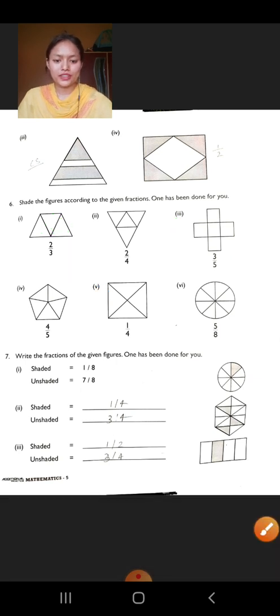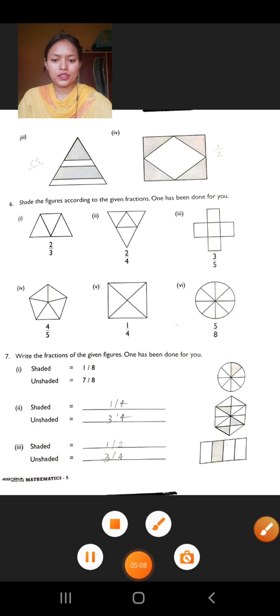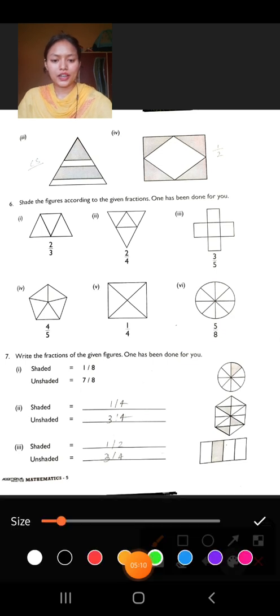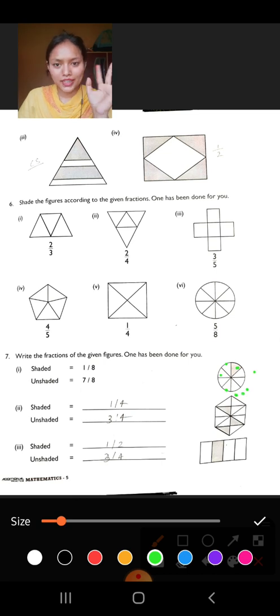Now question number 7. Write the shaded and unshaded part. So here you can see in the first figure, it is done for you. How many total parts are there? 1, 2, 3, 4, 5, 6, 7, 8. Total 8 parts are there, and out of 8, how many parts are shaded? Only one part is shaded. This one is shaded. So for the shaded portion we will write 1 by 8. And how many are unshaded? So it is 7 by 8.